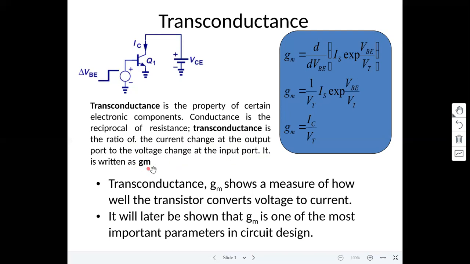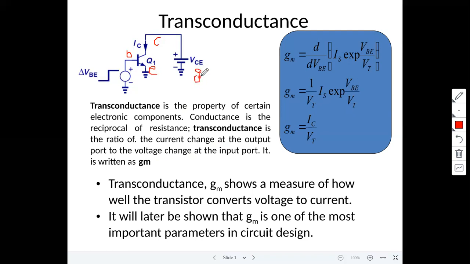Okay, it is written as G suffix M, or gm. Already you know conductance is equal to 1 by R, with the letter G. So conductance, G suffix M. Finally, it is the ratio of the change in output current to the change in input voltage, that is, the change in collector current. Coming to this, it is a simple BJT in common emitter configuration. Why? Because here this emitter terminal is connected to ground, this is the base terminal, and this is the collector terminal.